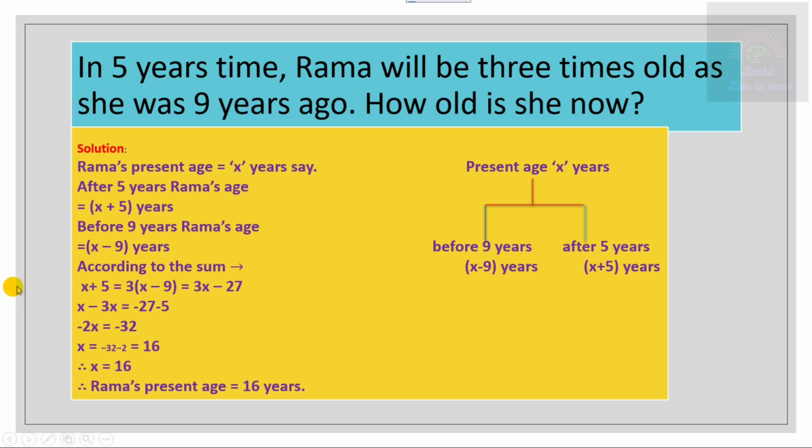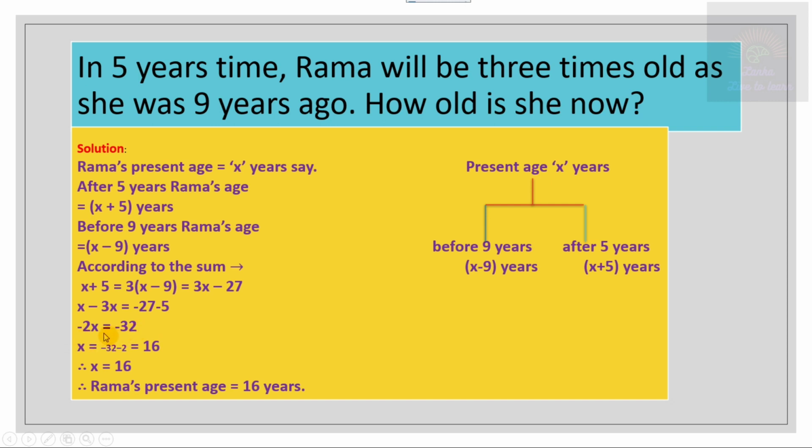So the condition given is that Rama in 5 years is 3 times as old as she was 9 years ago. Nine years ago is x minus 9, so x plus 5 is equal to 3 times (x minus 9). Using the distributive law, 3 into x is 3x, 3 9s are 27. Transposing 3x to this side it becomes minus 3x, and 5 becomes minus 5, wait, 27 transposed. So minus 2x is equal to minus 32.